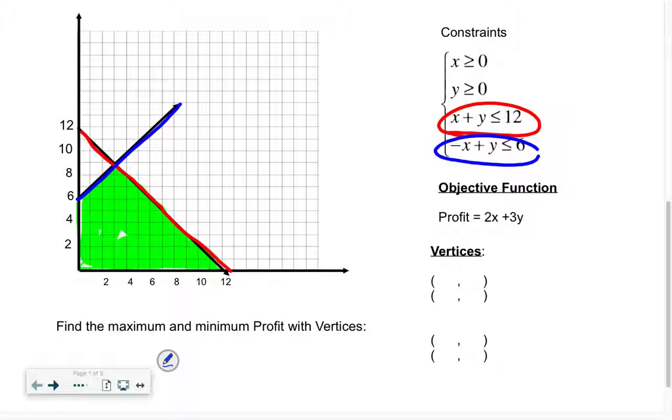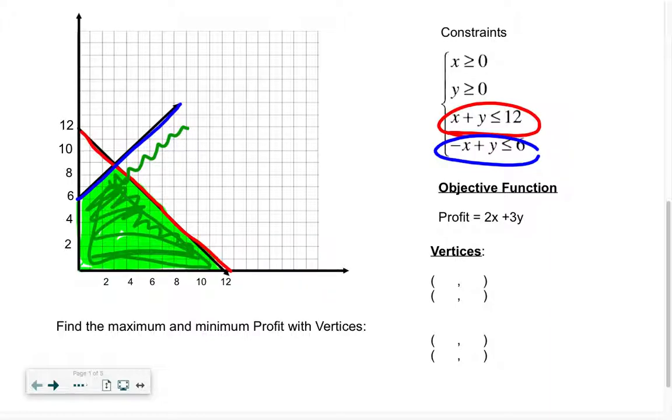Since I want to be less than or equal to 12, I'm shading this way of the red line, and I want to be less than or equal to 6, so I'm shading this way of the blue line, and where they meet is this green area. How are we doing so far? Not too bad. Just more than 2 lines, right? We've got a lot of lines.